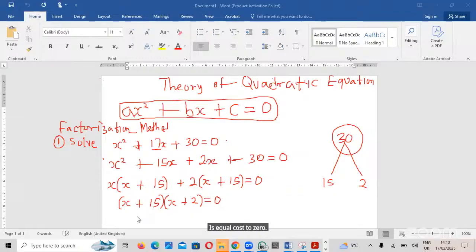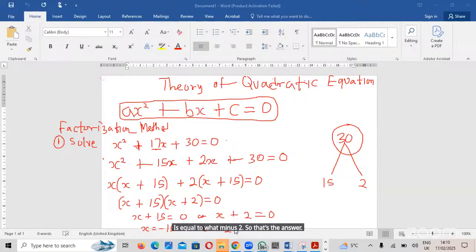So it could give us x plus 15 is equal to 0, or x plus 2 is equal to 0. That gives us x is equal to minus 15, or x is equal to what? Minus 2. So that's the answer.